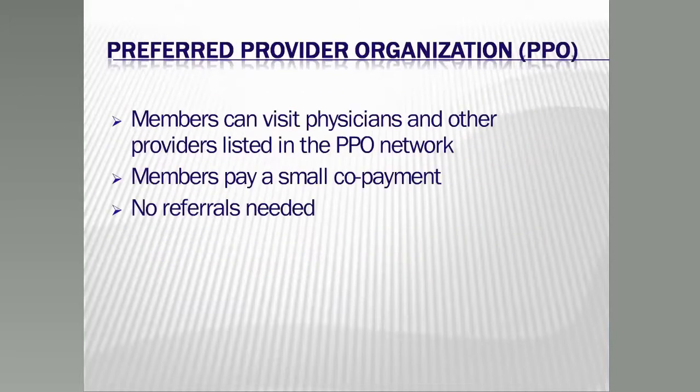A PPO is more flexible than a traditional HMO insurance plan, but it still operates with a list of physicians and hospitals that are considered within the PPO network. Understand this plan. Physicians and other providers are listed in the PPO network, and members can visit any provider in the network by paying a small co-payment. You do not need a referral to see a specialist. With this plan, you may also visit an out-of-network provider, but you will still usually have to pay the difference between the network and out-of-network prices, or seek reimbursement from your out-of-pocket expenses.